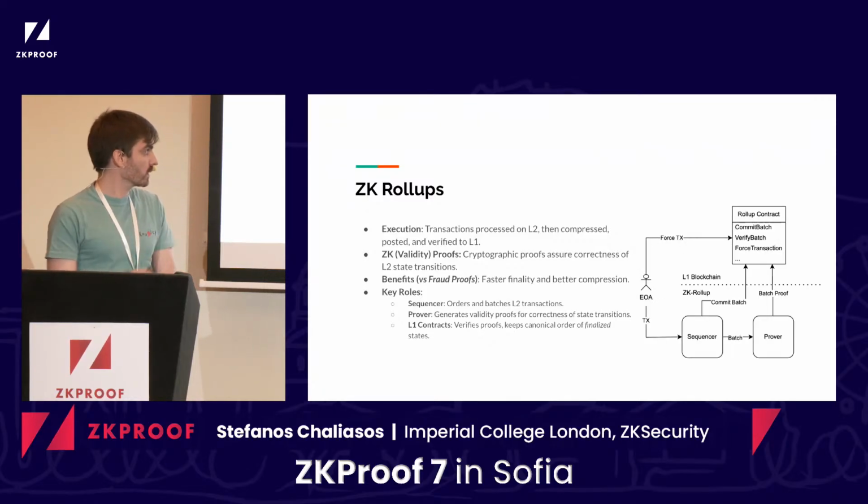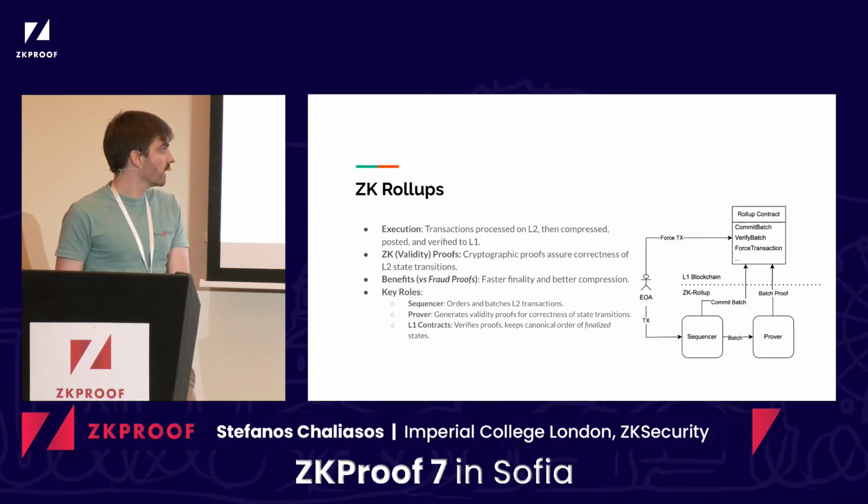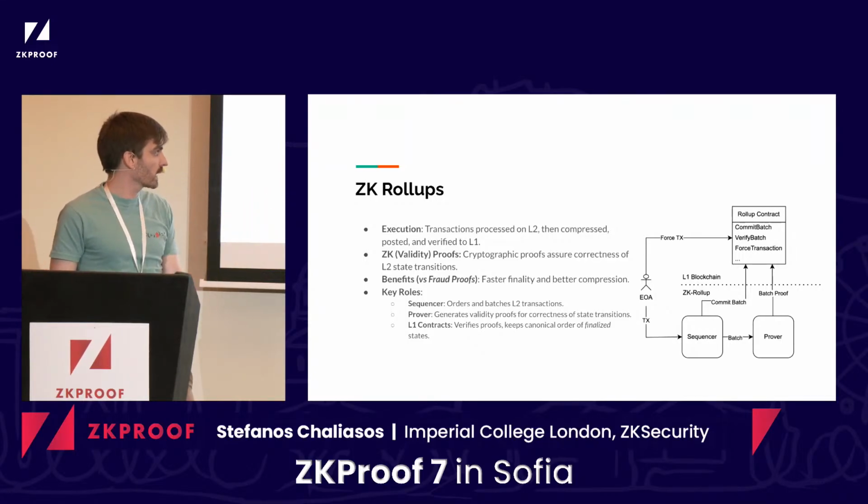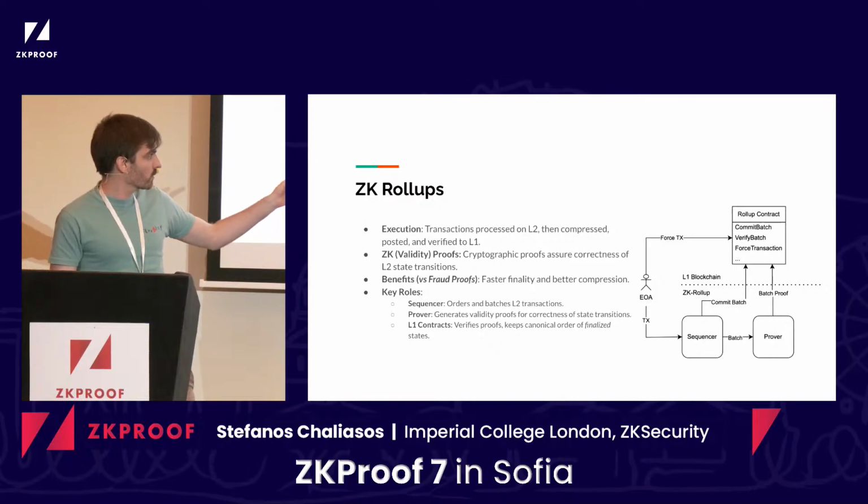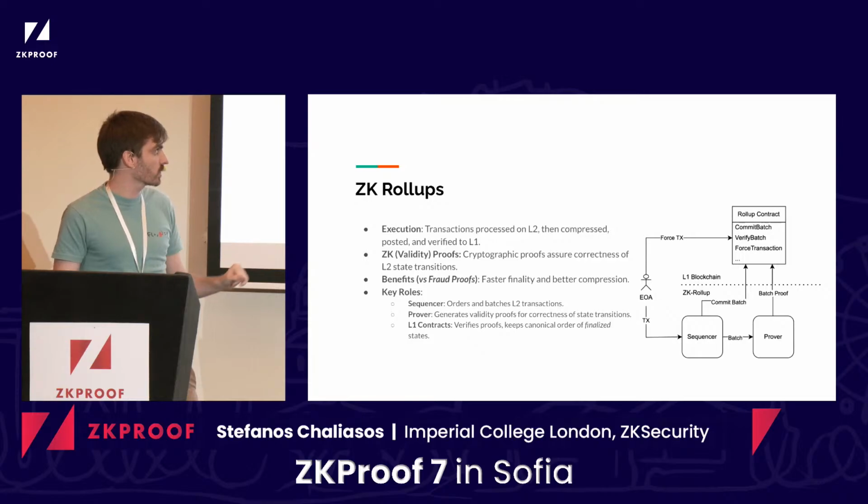Here is a diagram that demonstrates those three components and how a user can interact with them. You can observe that the user has two options: one to send a transaction to the L2 sequencer, and one to force their transaction to the rollup contract, and we are going to explore that concept in a bit.